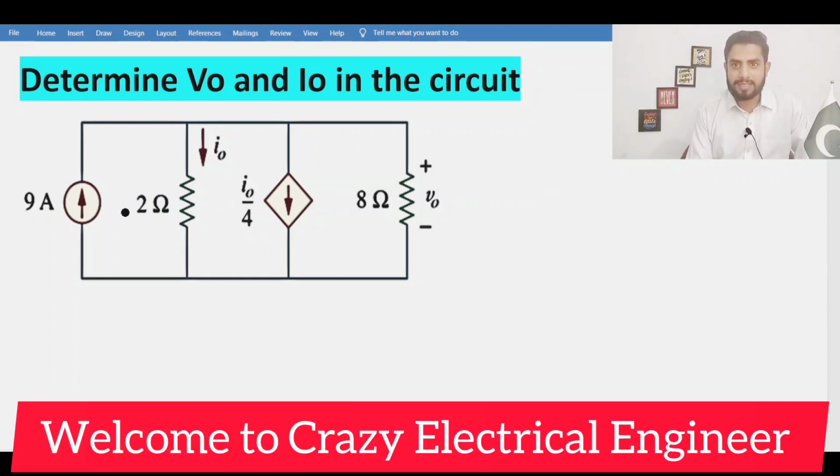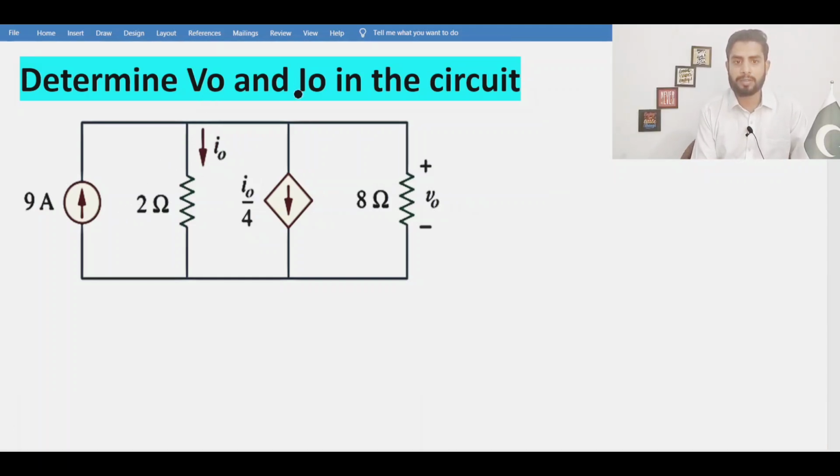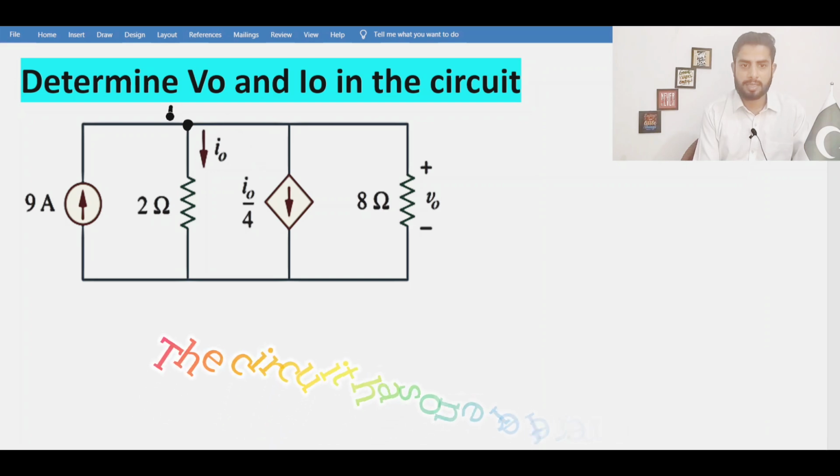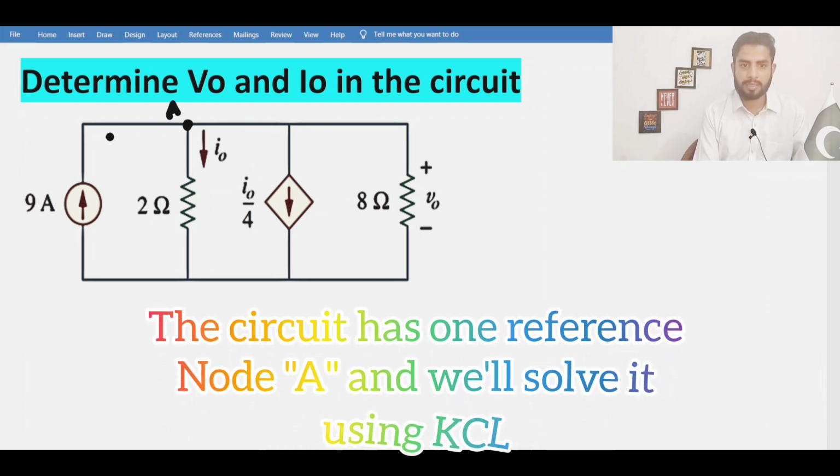Hello guys, in this video I will solve this circuit in which I will find the output voltage V0 and I0, the branch current. First of all, I have to identify which rule or law I have to apply here to solve it. I have marked this node A and this is my source current flowing here.